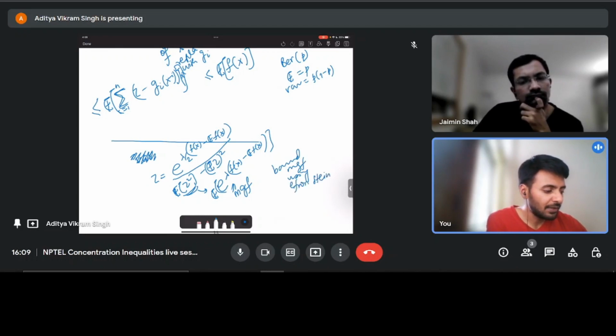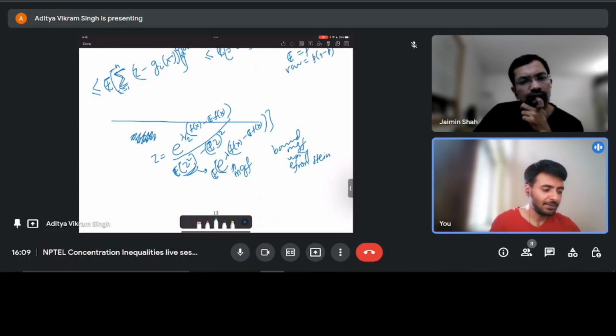Then there is a convoluted way of doing it. Your MGF should satisfy some equation. Yeah, I think you have to see the last lecture. So the moment generating function is a function of lambda, say g of lambda, some function.